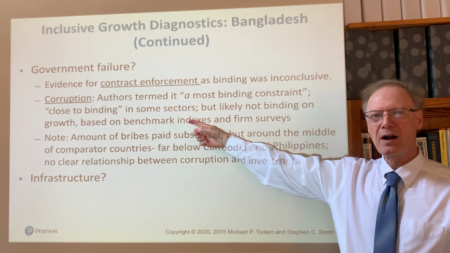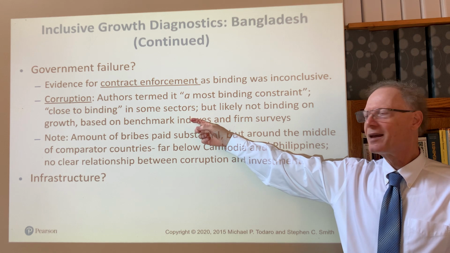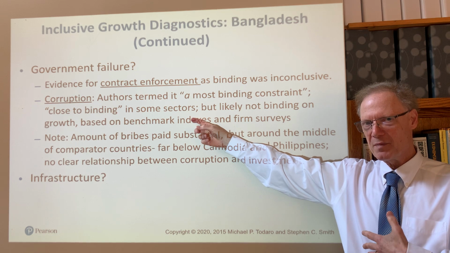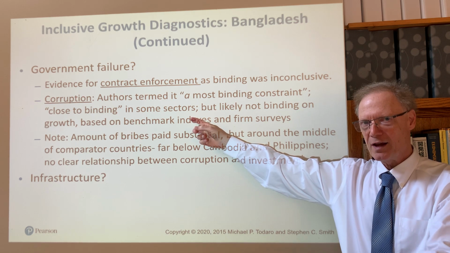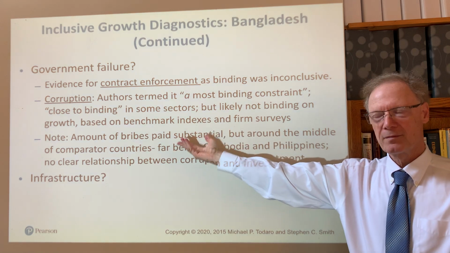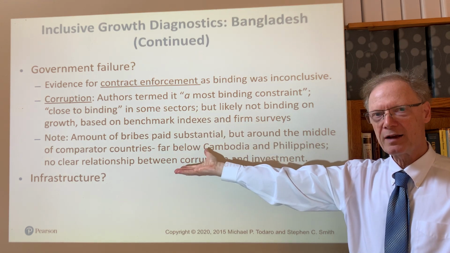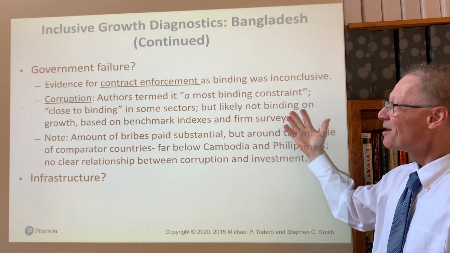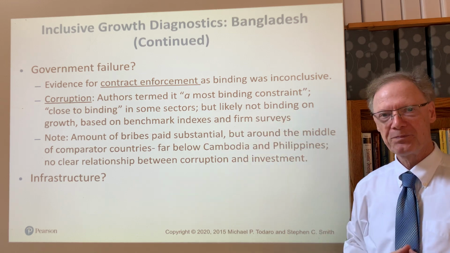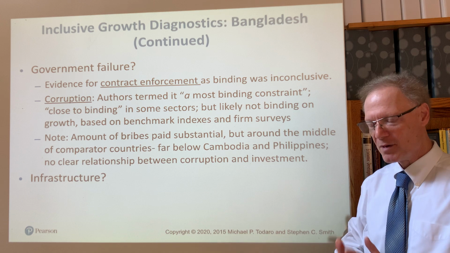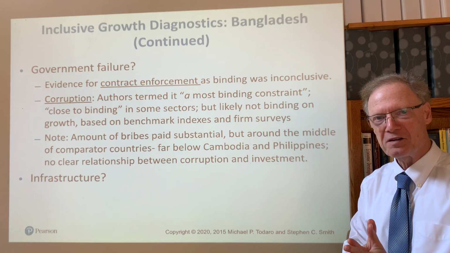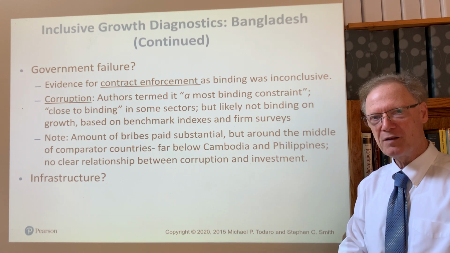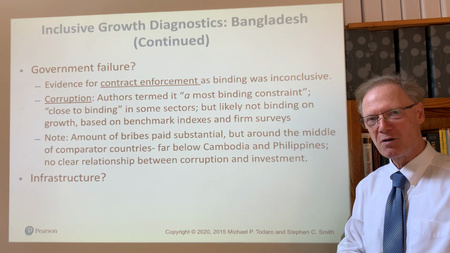More specifically, perhaps, they later also said that in some sectors, that is to say, in this case, using sector with the meaning of activity or industry areas, it's close to binding, that corruption is impinging on that activity to the point where it could be what's holding back activities in that part of the economy, but not likely binding on growth. So corruption can be a problem, but not the current present problem that the country perhaps most needs to address if its goal is to get economic growth going and accelerated.